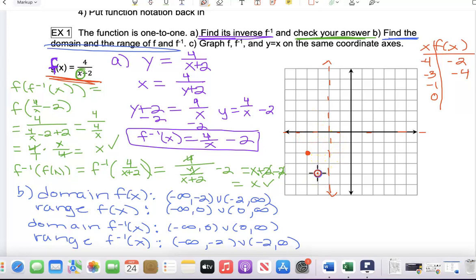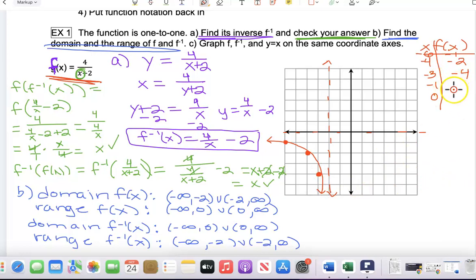I should know what shape it's making, but if you're not sure, maybe pick -6 right over here. And if I did that, -6 plus 2 is -4. 4 divided by -4 is -1. So that would just give me an extra point to plot if you wanted it. So I can see that this branch should look about like this.